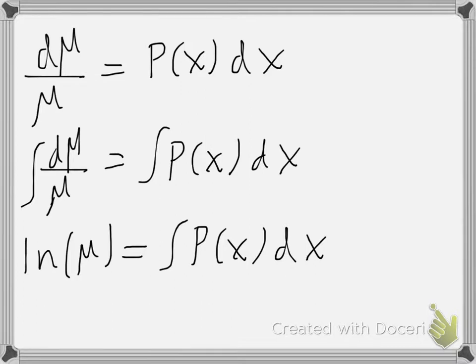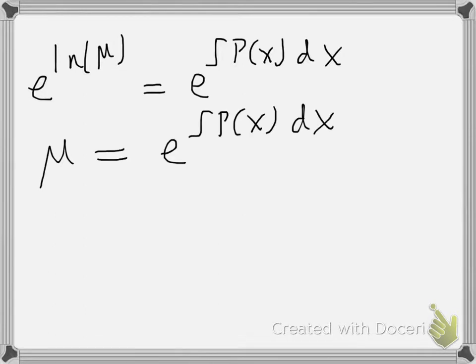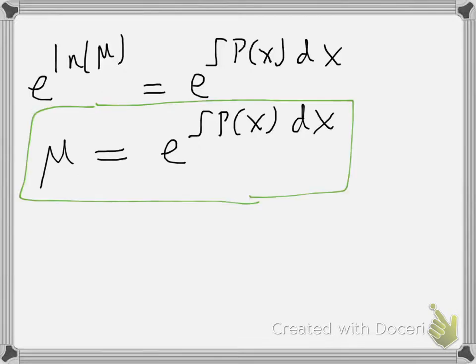The last thing we can do is solve for mu by taking e to both sides of the equation. That gives us e to the ln of mu equals e to the integral of p of x dx. The e and the ln on the left-hand side cancel out, and so we get mu equals e to the integral of p of x dx. So this is the value of mu that will make the left-hand side of the differential equation into a product rule. So mu equals e to the integral of p of x dx.